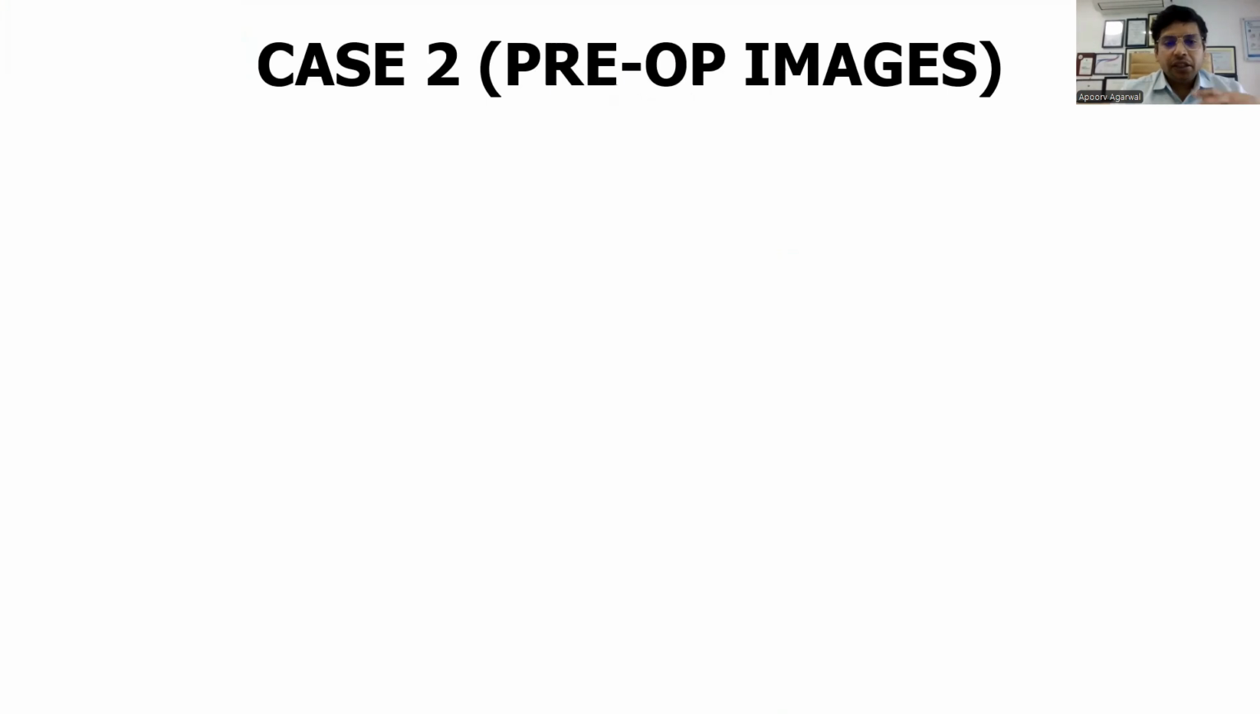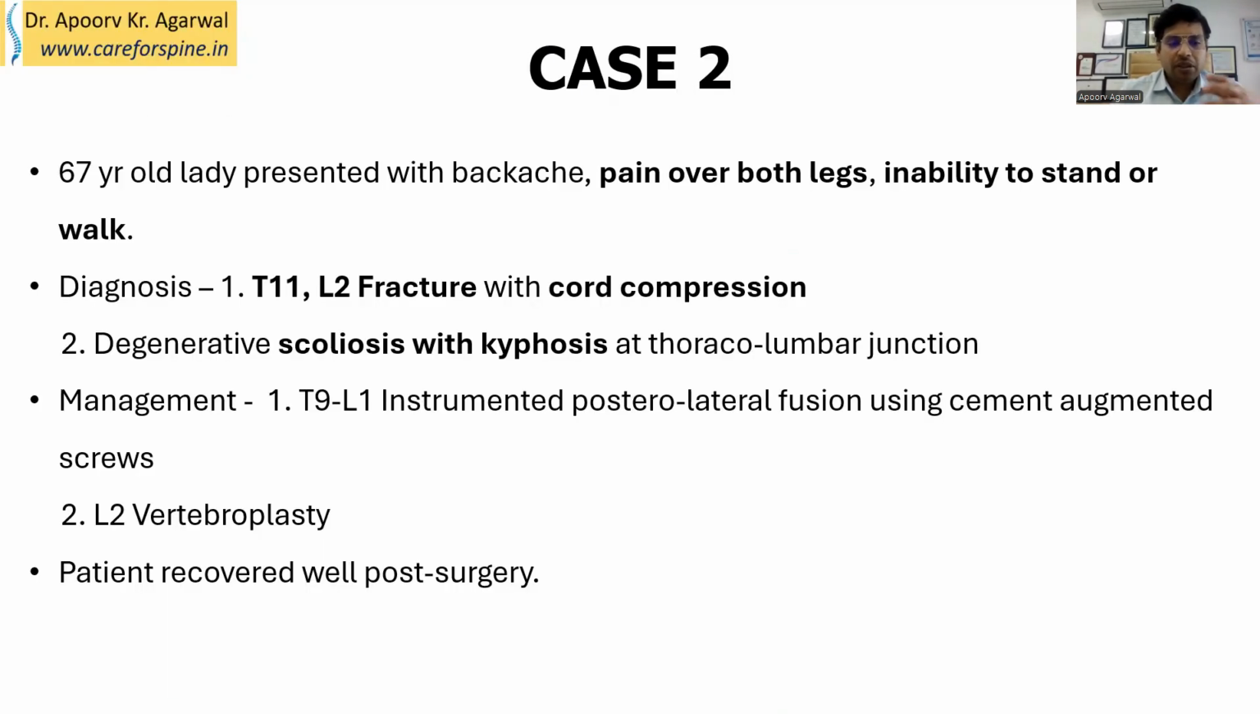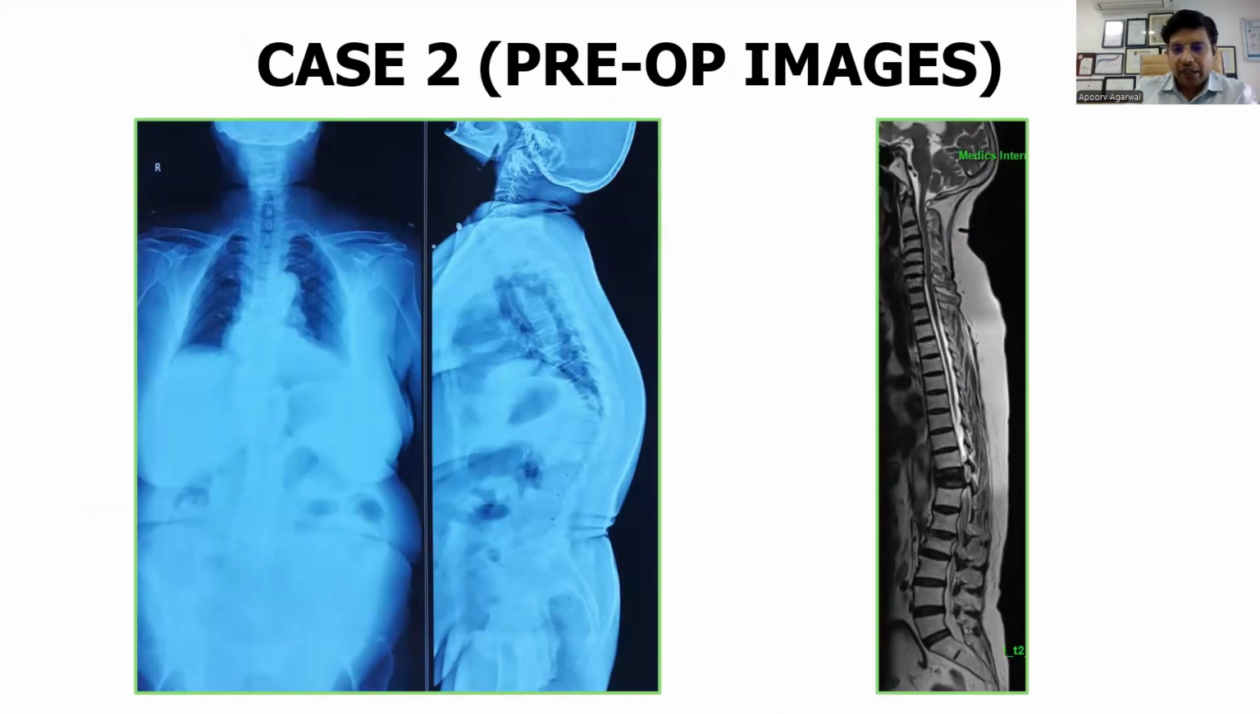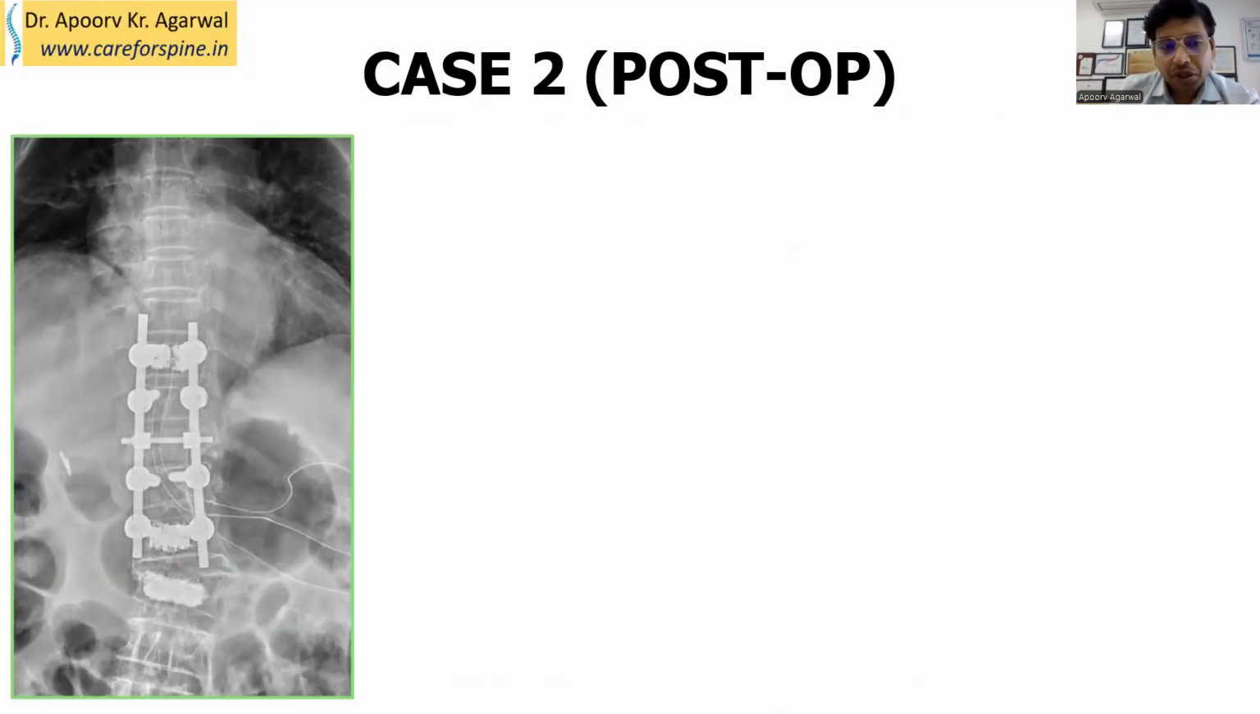So let's come on to another case. She was an elderly lady, 67 years old. She had suffered a T11 and L2 fracture. At the level of T11, there was a cord compression as well, and the vertebra was almost gone. So we did a decompression and fusion for this patient.